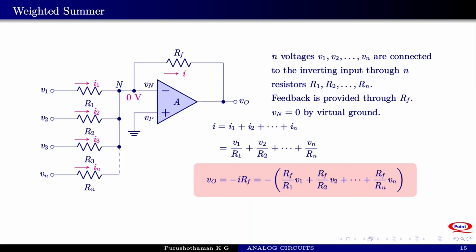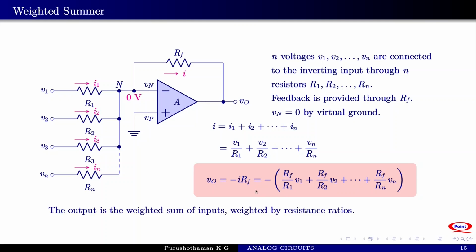VO equals minus I into Rf, which is equal to minus Rf by R1 V1 plus Rf by R2 V2 plus etc. plus Rf by Rn Vn. So the output is the weighted sum of inputs. Inputs are weighted by resistance ratios and then summed. V1 is weighted by Rf by R1, V2 is weighted by Rf by R2, etc., plus Vn is weighted by Rf by Rn. That is why it is called a weighted summer.